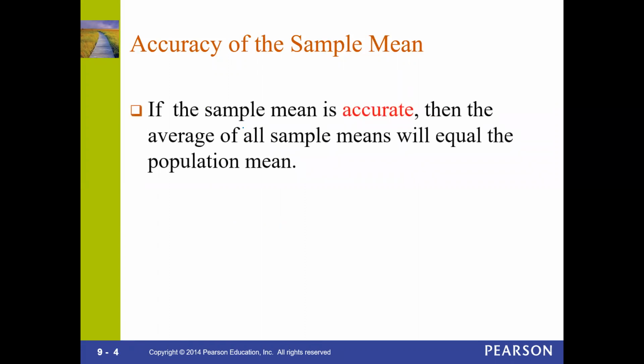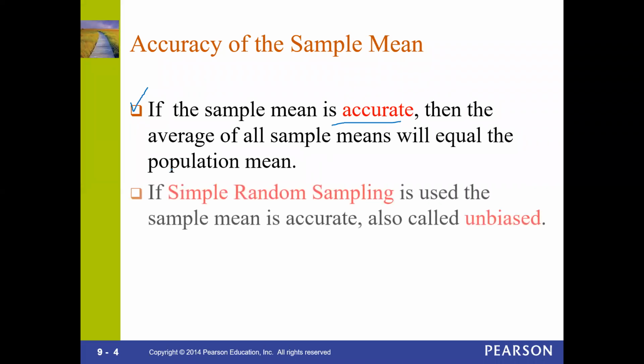Okay, this one says if the mean is accurate, then the average of all sample means will equal the population mean. As you can see, it's the same concept we talked about before for the population proportion, where you can use p hat for p. If the sample mean is accurate, then the average of all sample means will equal the population mean, okay? So if random sampling is used, the sample mean is accurate, also called unbiased.